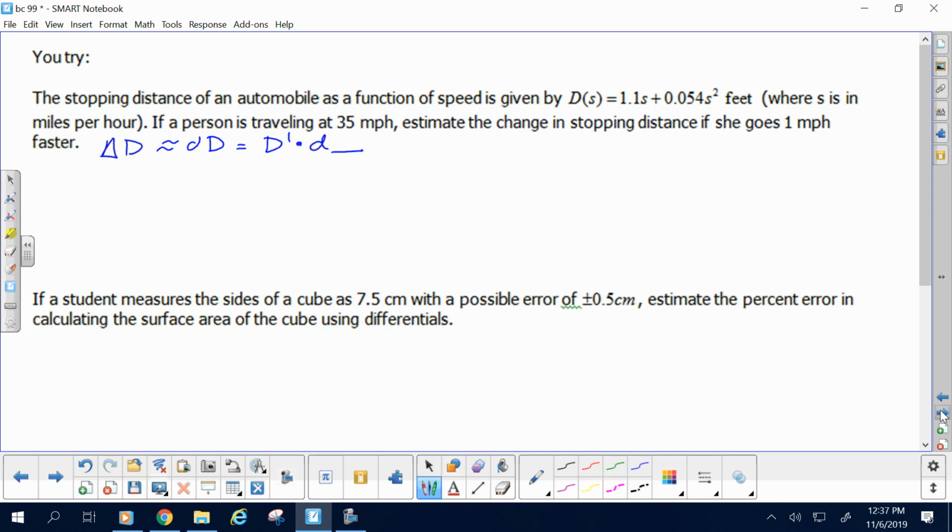So I don't think the units will matter, but let me explain why. Do you agree with my big idea here? That's d prime times ds, right? D is a function of s, yeah? Okay, so let's talk units here. What are the units on d prime? That's dd/ds, so change in d. What's d? Feet, and what's s? Miles per hour. And what's ds? Miles per hour. So the units are a non-issue.